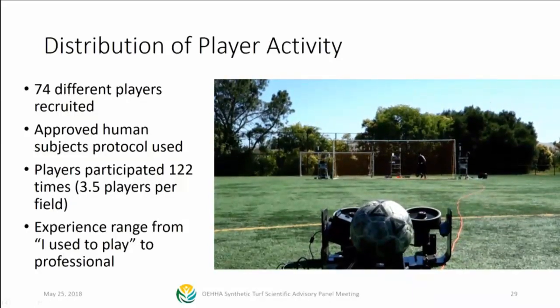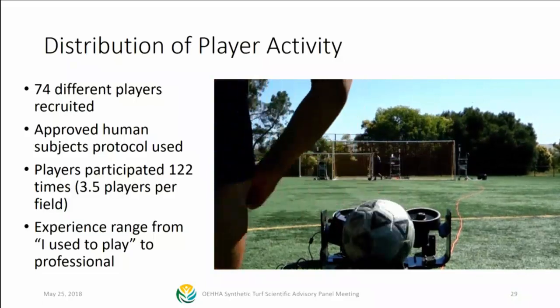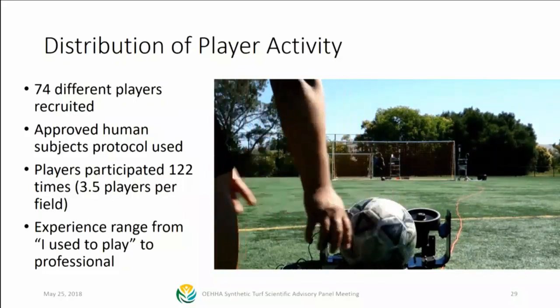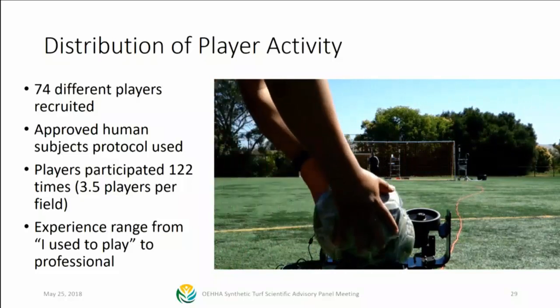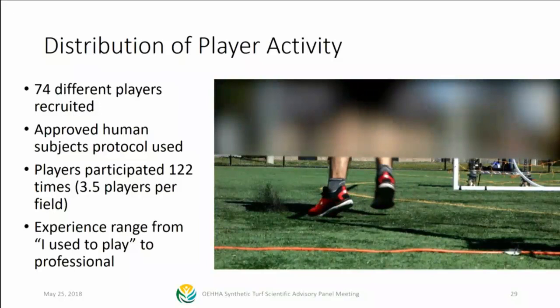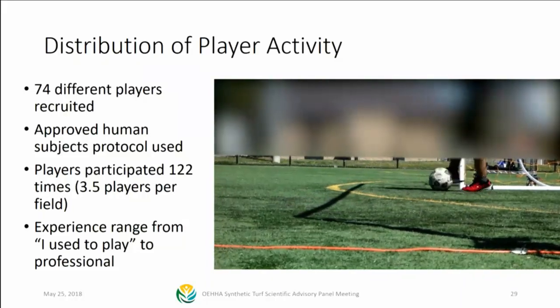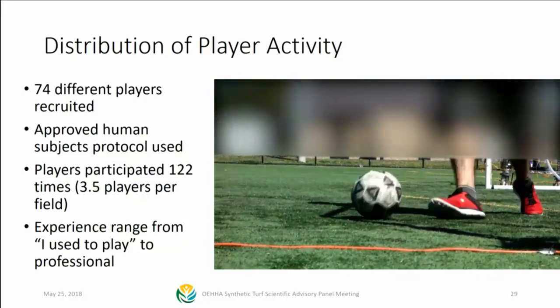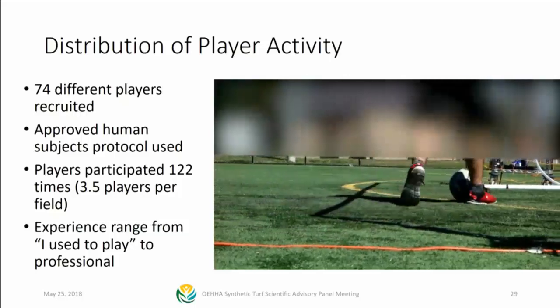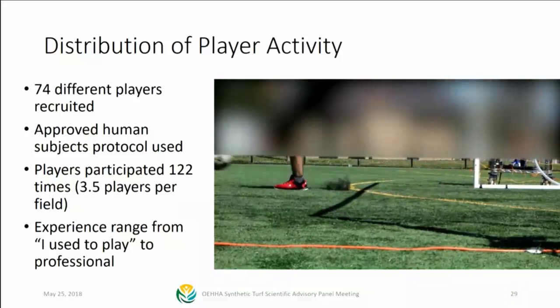So I want to talk about the human factor now. This is just a video clip that gives you a sense of what we had going on. Overall, in summary, we recruited 74 different players that came out, and this was a human subjects approved protocol. So we followed a script on how to recruit in a fair and uniform way. The 74 players participated in 122 events, so that's about 3.5 players per field. Sometimes we had a few more, sometimes a few less, depending on how the recruiting went.